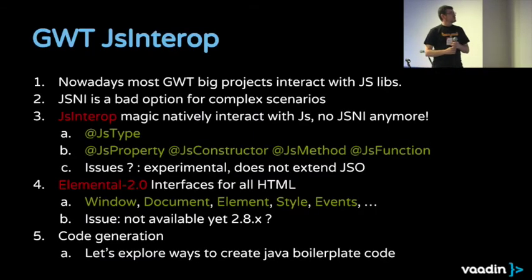So what's JS Interop? Nowadays, big projects interact with JS libraries. So who of you is using an external library with your project? Yeah, most of you are using jQuery. Probably you are using more, or you are using some library which relies on an external JS library. So JSNI is a bad option for complex scenarios. It's complex to write. And JS Interop is doing the magic for natively interacting with JS. Elemental 2.0 is not here, but it's not in 2.8. It's necessary, so I am going to talk about it later. And also code generation. Google is working on Elemental 2.0 and also on some code generation, at least for generating Elemental 2.0 or for parsing the TypeScript specification, etc.